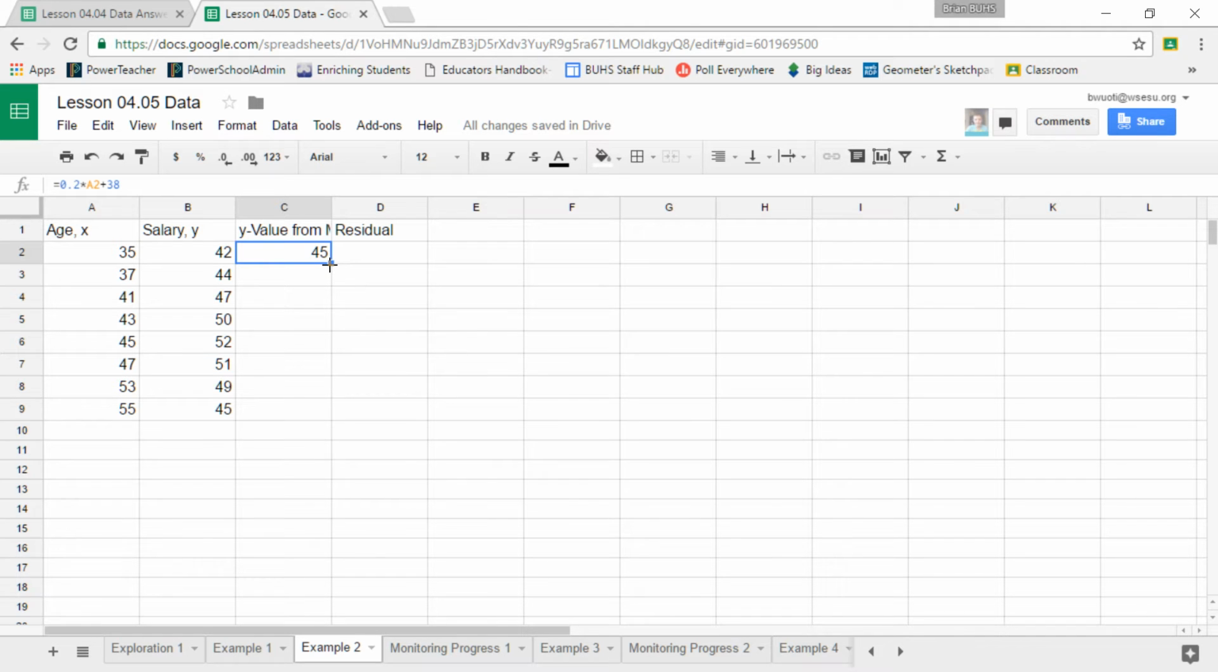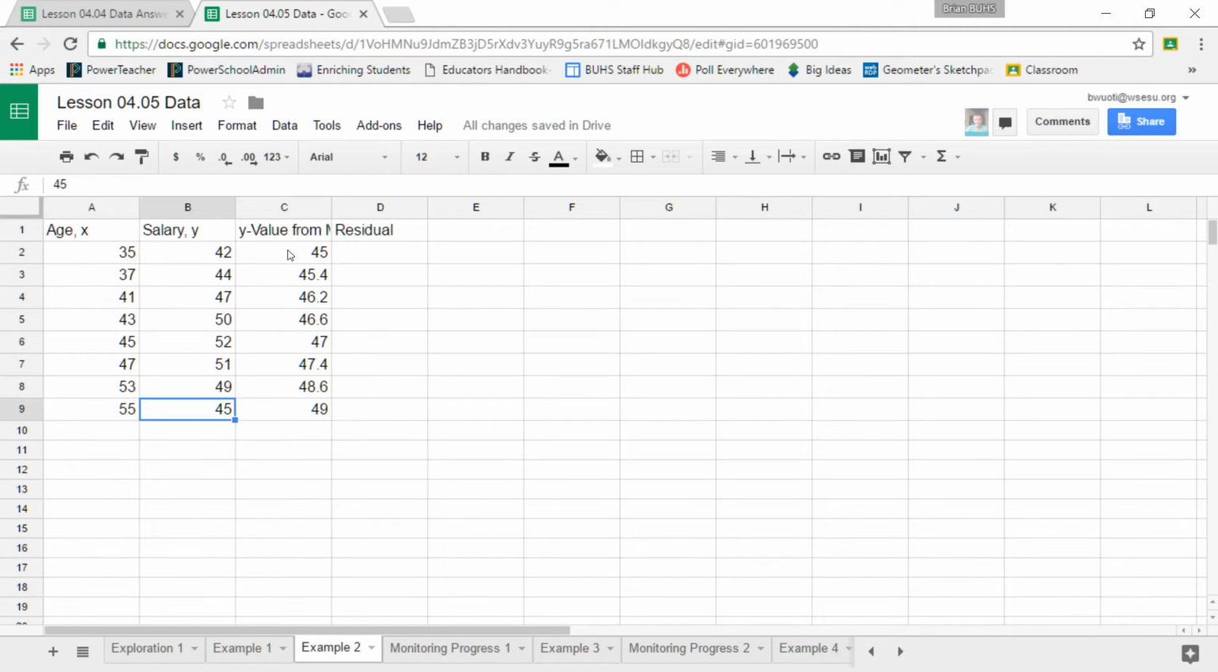Then we can click and drag it down, or if you're awesome, double click that. It didn't work. There we go. Now I got it. I clicked and dragged a little bit, and it'll copy it down. Now these are the y values. You can compare the predicted ones to the actuals.